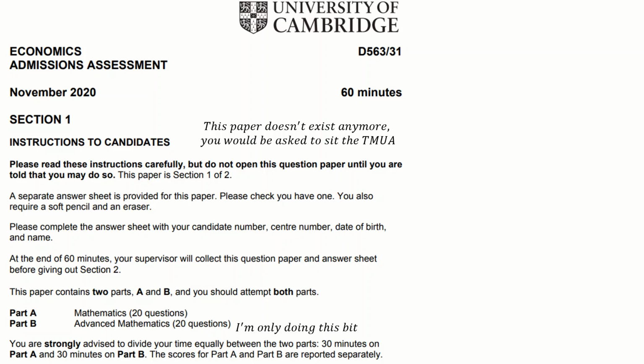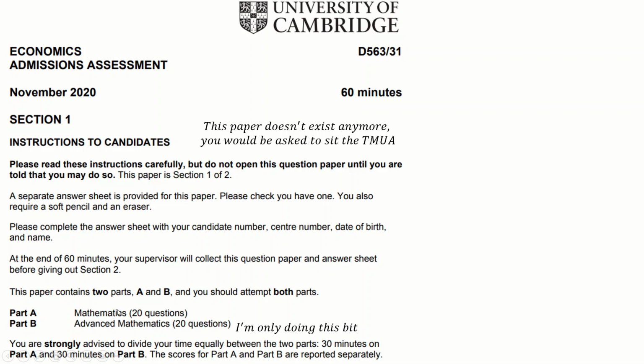This is the ECAA from November 2020. This paper doesn't exist anymore. You'll be asked to sit the TMUA if you're applying for economics nowadays, but the bit that I'm doing, part B of section 1, advanced mathematics, just this bit here, is very much like TMUA. So this is some good extra practice to do if you want to.